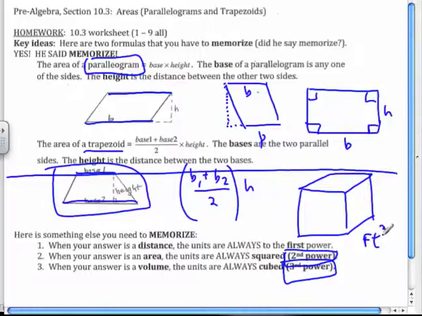So let's make sure that we get that down. Just memorize it. If I say area, we know that it has to be feet squared or whatever the units are squared. All right? Good job on that. Let's get to work on some of these problems.